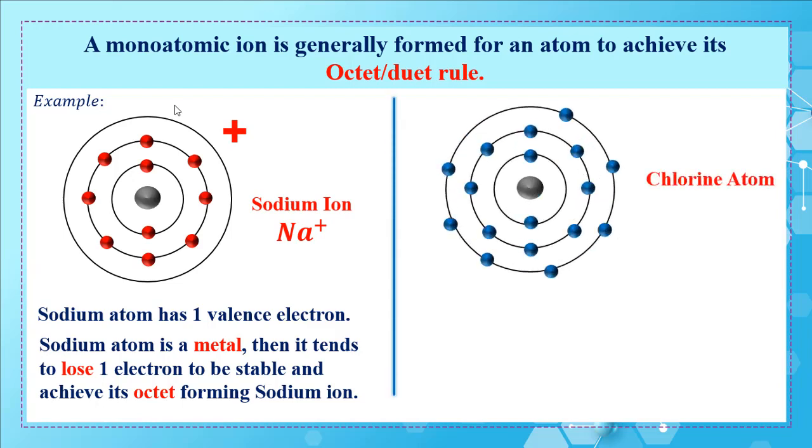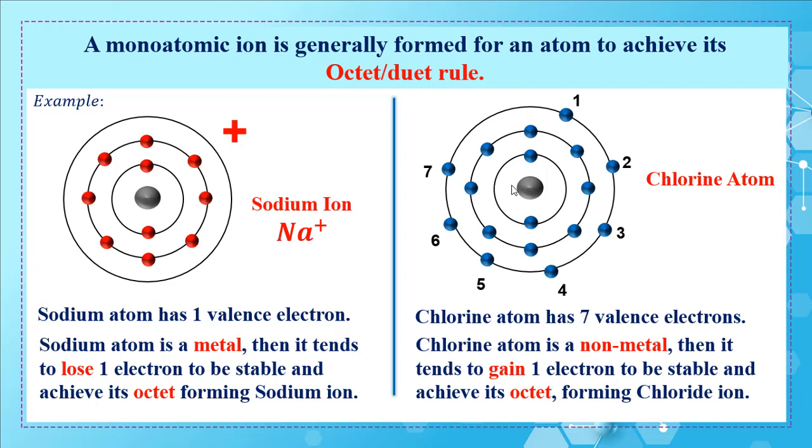On the other hand, let's take an example about the chlorine atom. Chlorine atom, if we count the valence electrons on the outermost shell, has 7 valence electrons. Therefore, the chlorine atom, because it is a non-metal, has the tendency or the ability to gain one electron in order to become stable and achieve its octet, thus forming a chloride ion. Therefore, this chlorine atom gains one more electron, forming the chloride ion, which is Cl-.